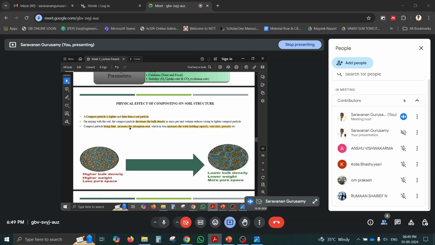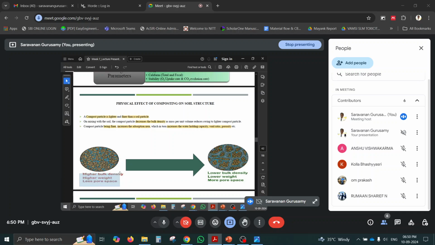Then the moisture available in the soil will also be more, because there is more area to absorb. So moisture will be absorbed into the compost particles, which in turn increases the water holding capacity, which is also increasing the void ratio and porosity. If the pores are more, porosity will be higher. If the path for water flow is larger, then the void ratio will be higher. So these all are interrelated. Whenever the particles become finer and the bulk density lighter, the absorption area will be higher, and this will increase the water holding capacity, void ratio, and porosity. So this is the thing we are discussing.